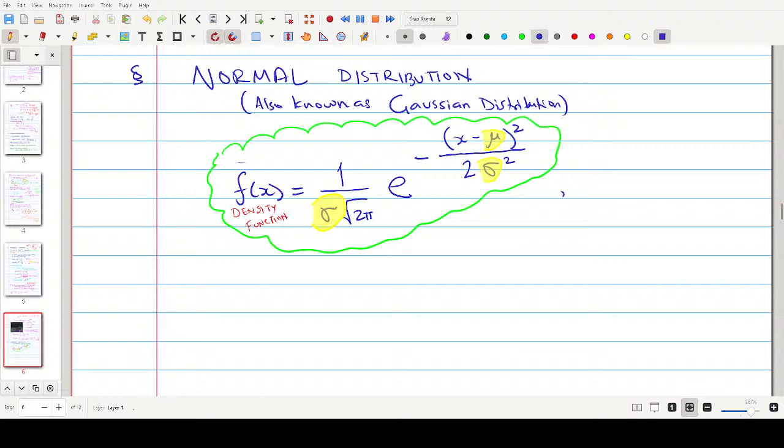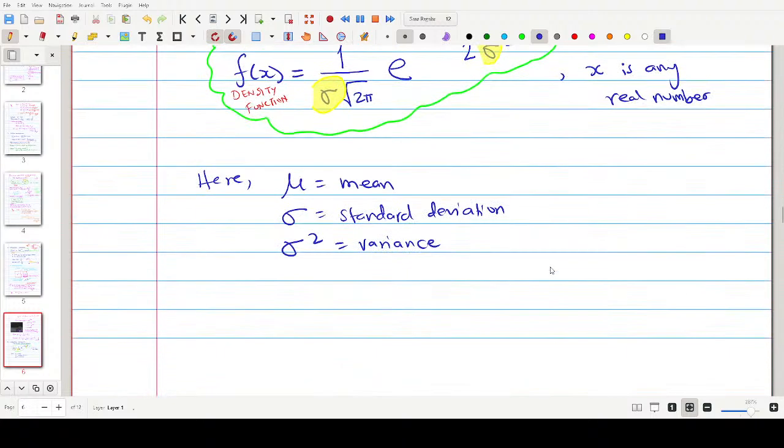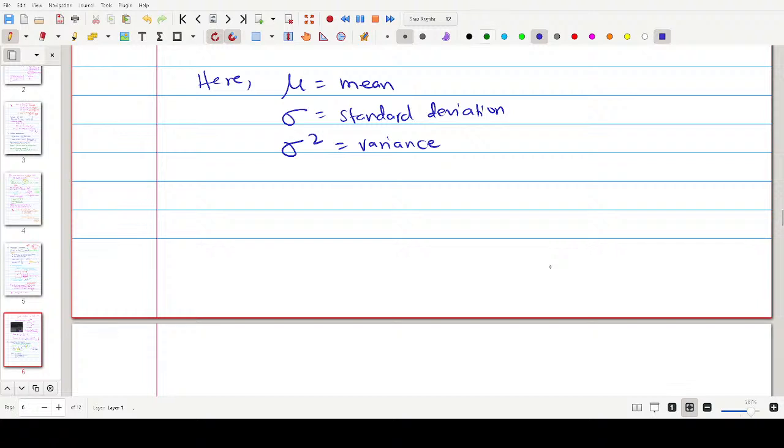And of course, this works for all x. x can be any real number, and here mu is the mean and sigma is the standard deviation. If sigma is the standard deviation, we all recognize that sigma squared is the variance. It looks a little dangerous from this angle, but if you look at the graph, it looks pretty simple.